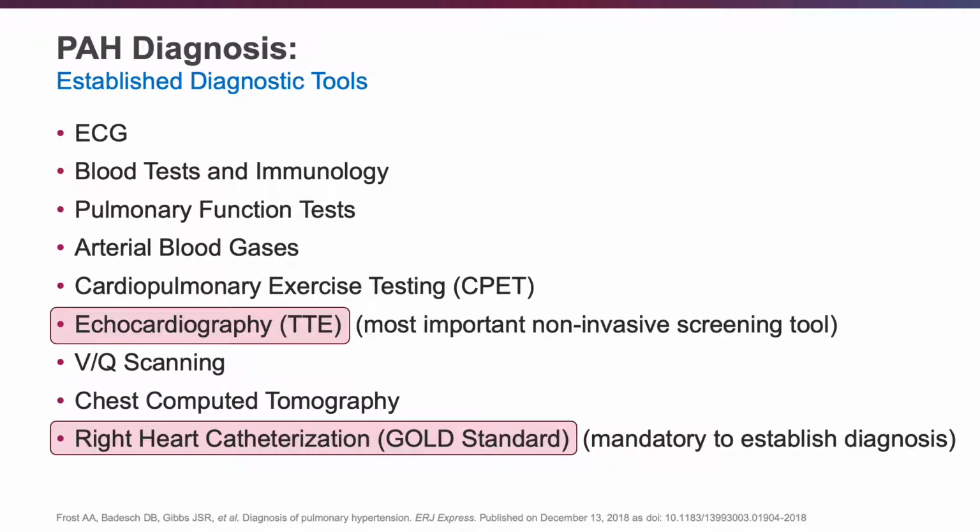So usually we start with our regular tools to evaluate dyspneic patients: an EKG, blood tests, PFTs, ABG, cardiopulmonary exercise testing. Our standard screening tool is echocardiogram, and it's our most important one, but we have to understand how to use it to make it most effective. VQ scanning to sort out who has vascular obstruction, CT scanning to evaluate who has significant pulmonary parenchymal disease, and right heart catheterization to diagnose this condition.